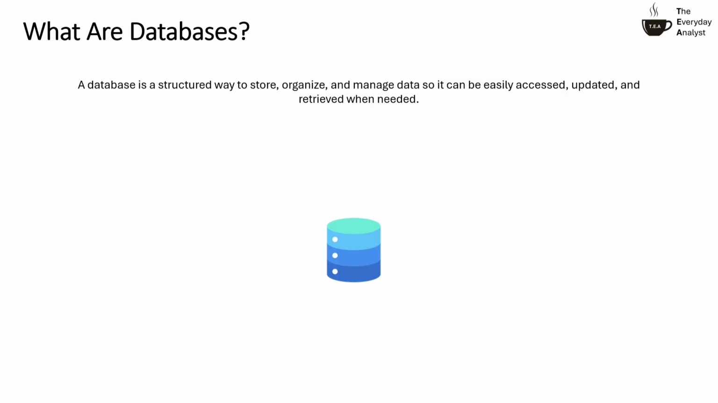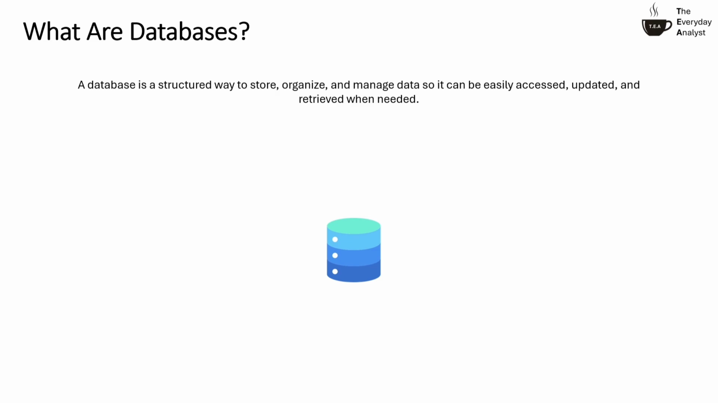A database is simply a structured way to store, organize, and manage data so that it can be easily accessed, updated, and retrieved whenever needed. Well, this was more of a bookish definition, but you can think of it as a digital filing cabinet where everything is stored in an orderly manner, making it quick and easy to find exactly what you need.